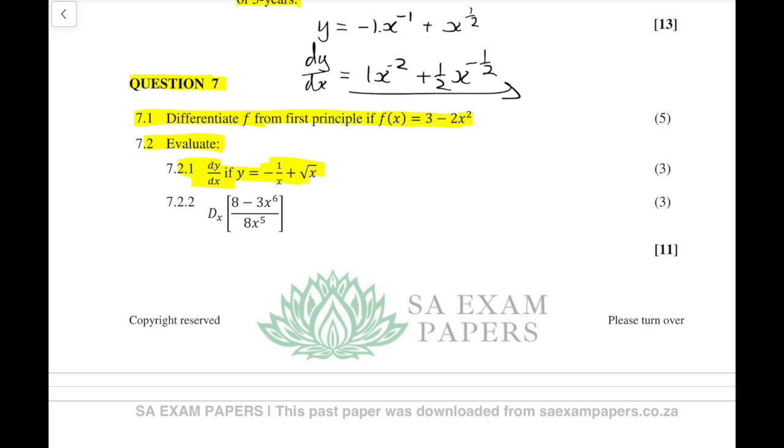Next, 7.2.2. We'll use the space on this side to sort this out.